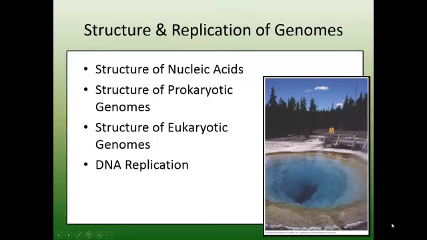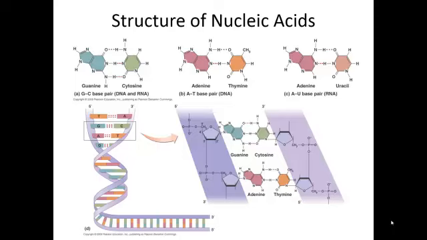The subtopics in this topic are the structure of nucleic acids, structure of prokaryotic genomes, structure of eukaryotic genomes, and DNA replication. So here's a reminder of what the structure of nucleic acids are. Now for DNA we have 4 nitrogenous bases. We've got guanine and cytosine, adenine and thymine. In RNA we also have 4 bases, but thymine is replaced by uracil. So in RNA we would have guanine, cytosine, adenine, and uracil.